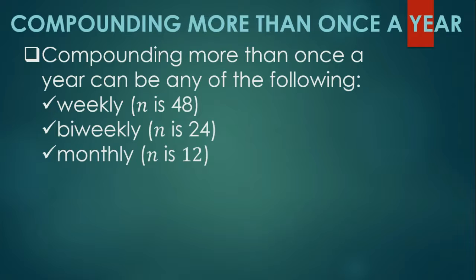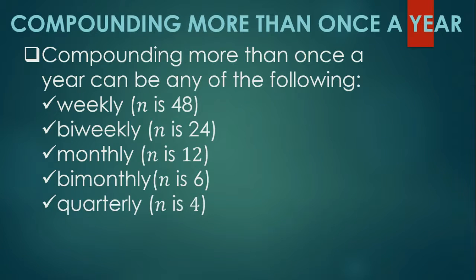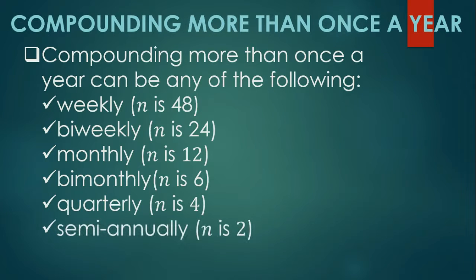Monthly, syempre, sa isang taon, there are 12 months. So, N is 12. Bi-monthly, so every other month. So, 12 divided by 2 is 6. So, N is 6. Quarterly, ibig sabihin, sa isang taon, 4 times lang. So, N is 4. And semi-annually, ibig sabihin every 6 months. Okay, so, ibig sabihin, 2 beses lang siya sa isang taon.